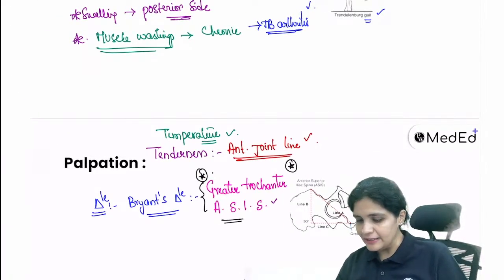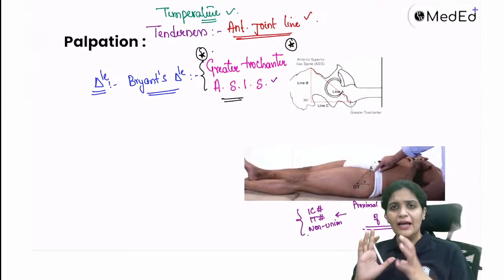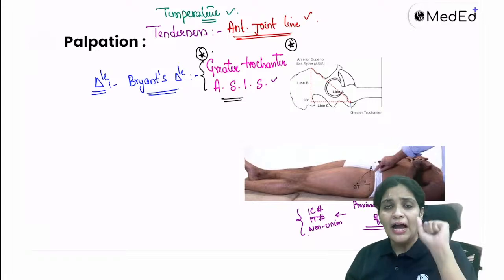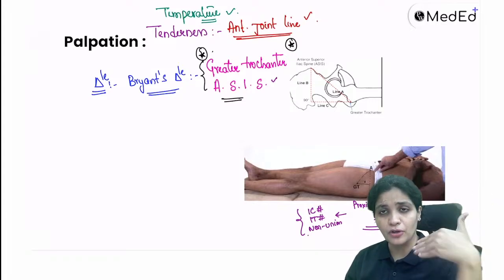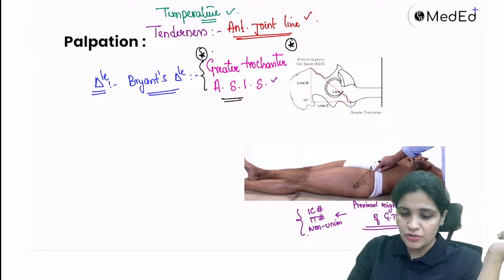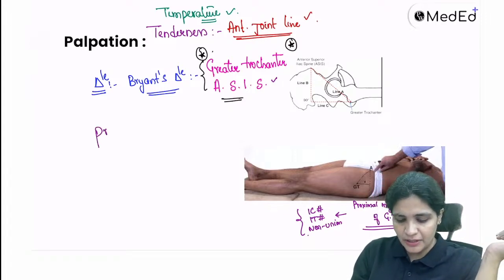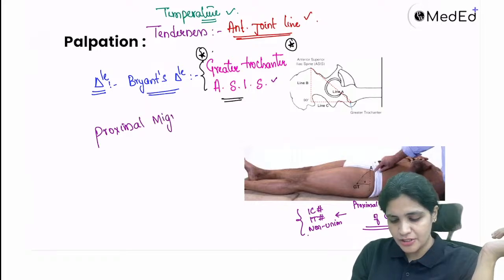Understood the Bryant's triangle? They will not ask you much. They will just ask you, how do you confirm that there is a problem in the hip joint, or proximal migration in the hip joint? So this is tested by the Bryant's triangle.